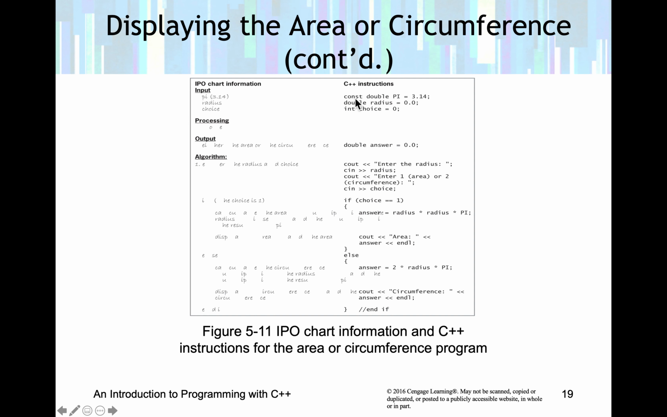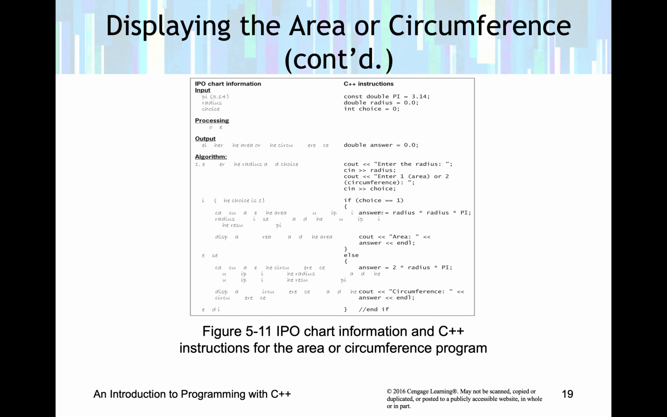Here they defined a constant, so double pi equals 3.14. They defined a radius, assigned it 0.0 because it's a double. And then they have an integer called choice. We'll see what that's about in a second. And then the output is answer. So the user enters the radius and then they're asked for a choice. They can enter 1 if they want the area of the circle, or they can enter 2 if they want the circumference of the circle.